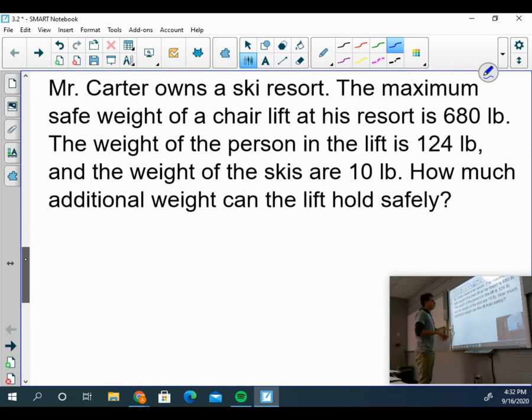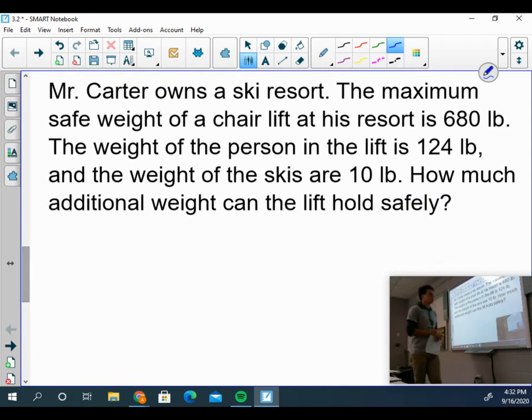So Mr. Carter owns a ski resort. The maximum safe weight of a chair lift at my resort is 680 pounds. The weight of the person in the lift is 124 pounds, and the weight of the skis are 10 pounds. How much additional weight could the lift hold safely? Maybe we could imagine this is a 2-person lift. We're trying to see if we could fit another person on there. I digress. Let's figure it out.